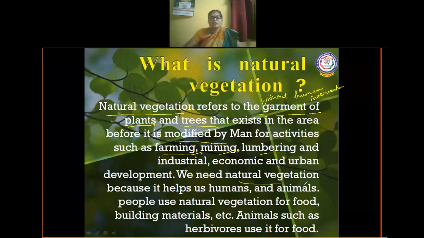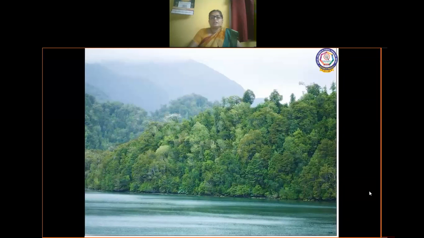And natural vegetation has been helpful for humans and animals. People use natural vegetation for food, building materials, whereas animals like herbivores use it for food alone. Now let us go into this in a detailed manner. Now this picture is illustrating the growth in a particular area by nature's help. It's not being planted by humans or watered by humans. It grows on its own.